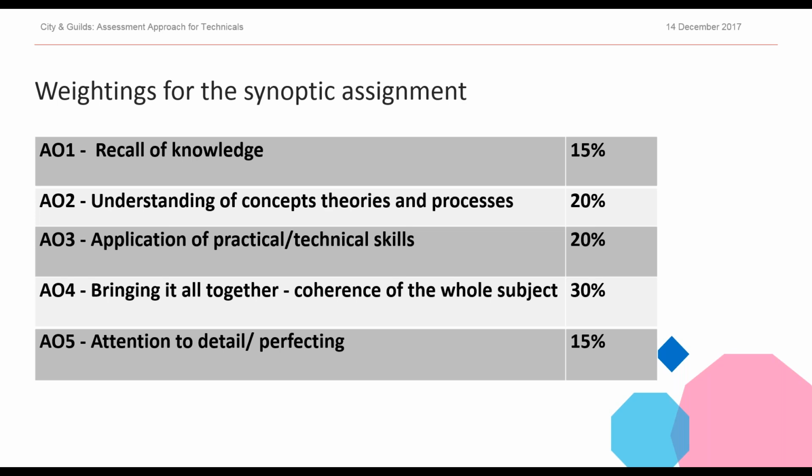Your AO2 is your understanding of the concepts. And again, this comes across from your 3 tasks that those learners have to do. It's weighted slightly heavier at 20%. Your application or your practical technical skills is from your practical activity, from your task 2, and it is weighted at 20%. AO4 is about how they're bringing it all together in the most coherent way, and that is weighted at 30%. And AO5 is that learner that's got that attention to detail, that's looking for that perfection, the eye for detail, and is really producing good standard of work.